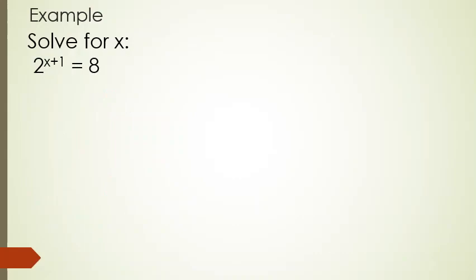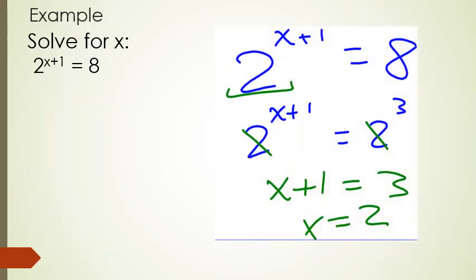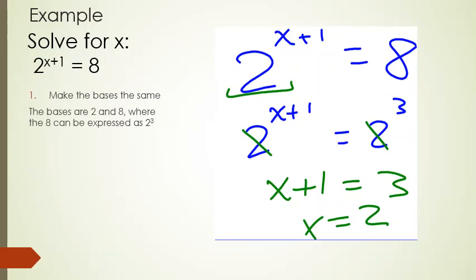So for example, we're going to solve for x, and we have 2 to the x plus 1 equals 8. Now this is what the entire thing looks like, but I'll take you through it step by step. The first step is to make the bases the same. The bases are 2 and 8, where 8 can be expressed as 2 cubed. So by expressing 8 as 2 cubed, we have now made both bases the same.